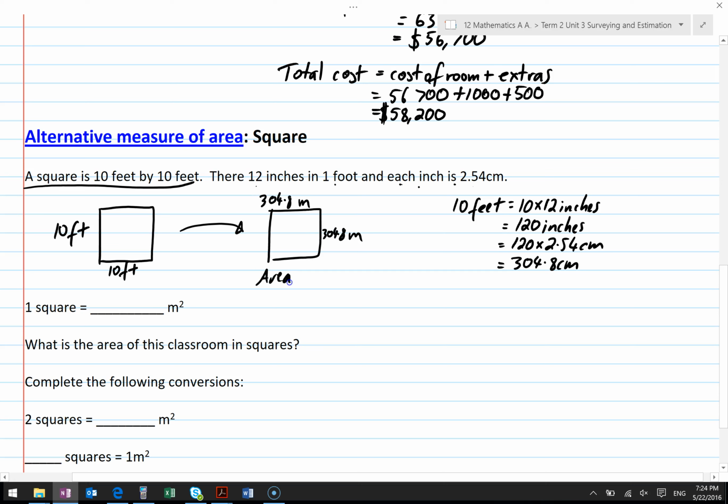So the area of this thing that's called a square, square versus square meter, will be 92903 square centimeters, just multiplying these two by each other. To convert this to meters squared, I need to divide by 100 twice, because I've got centimeters squared. So the area of one of these squares is 9.29 meters squared.